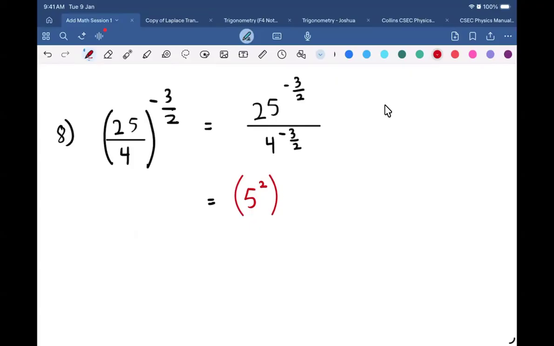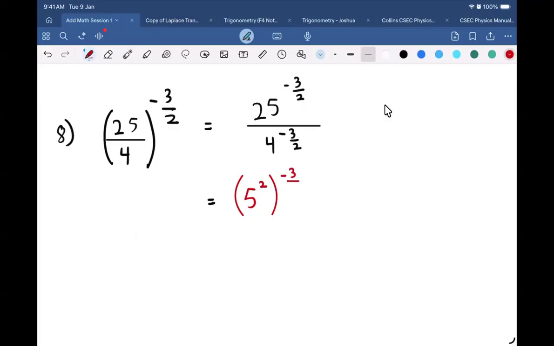I want you to observe something. What's the denominator over here? 2. And so if I could write 25 as some number squared, we would have a situation where the denominator and the numerator would cancel off when you multiply the powers. So it would just be 5 to the power of negative 3.